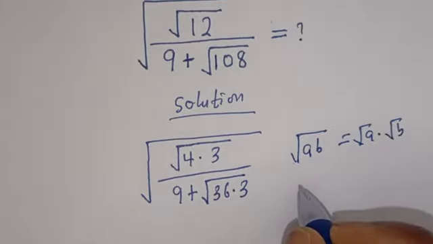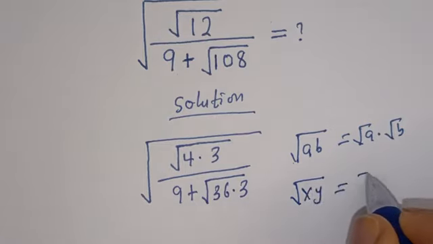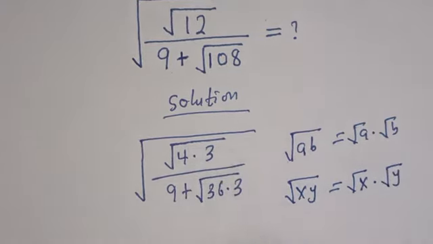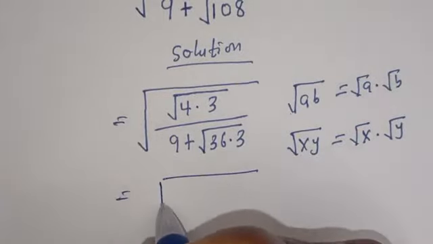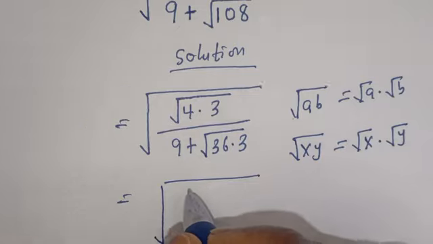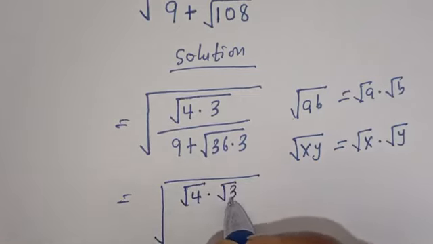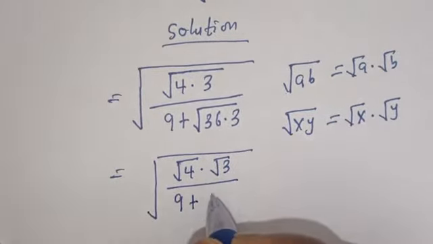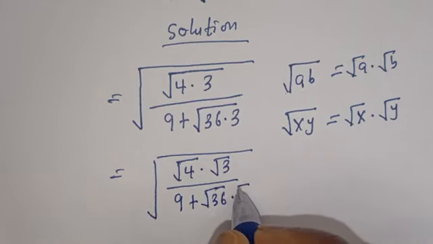If you have square root of xy, this is equal to square root of x multiplied by square root of y. Therefore, this can be written as square root of 4 multiplied by square root of 3, divided by 9 plus square root of 36 multiplied by square root of 3.